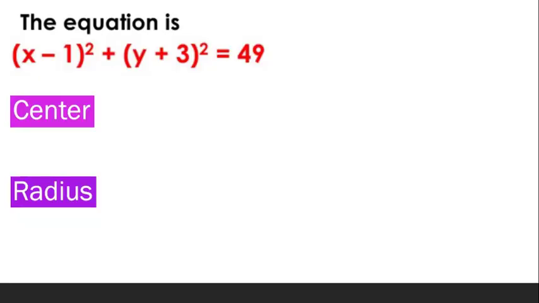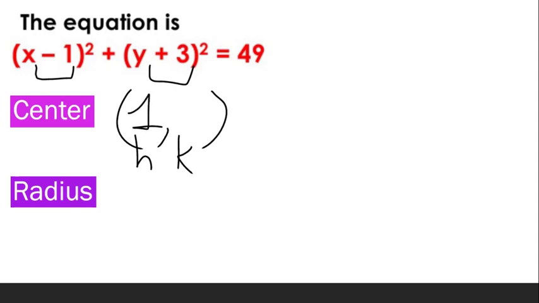Okay, the next type of question is you have the equation. What is the center? And what is the radius? Okay, so en este problema tienes la ecuación y necesitas identificar cuál es el centro y cuál es el radio. So center, I'm going to take these two numbers and change the sign. So x is first, y is second, right? Or, remember, we use h and k. So -1 is now +1. +3 is now -3. The center of the circle is at (1, -3).